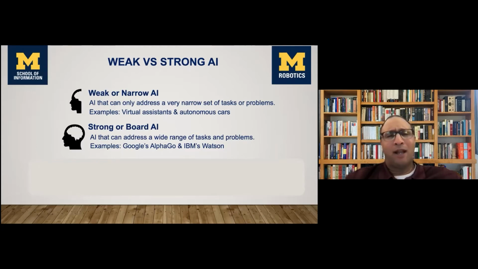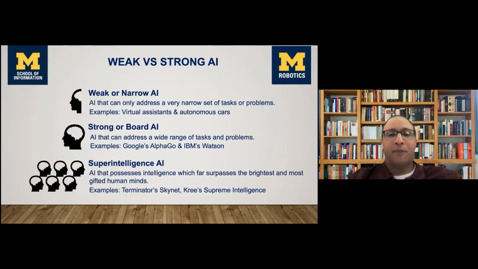And there's maybe, I would say, a handful of AI systems that would fall into that particular category. Most of them don't. And then, forward looking, we have something that we call super intelligent AI, which doesn't really exist. So it's AI that possesses intelligence that far surpasses the brightest and most gifted human minds.